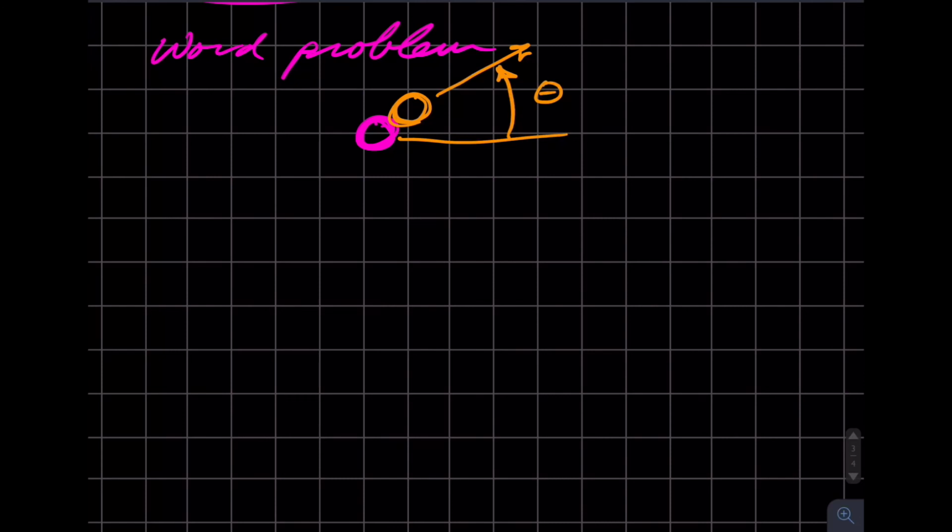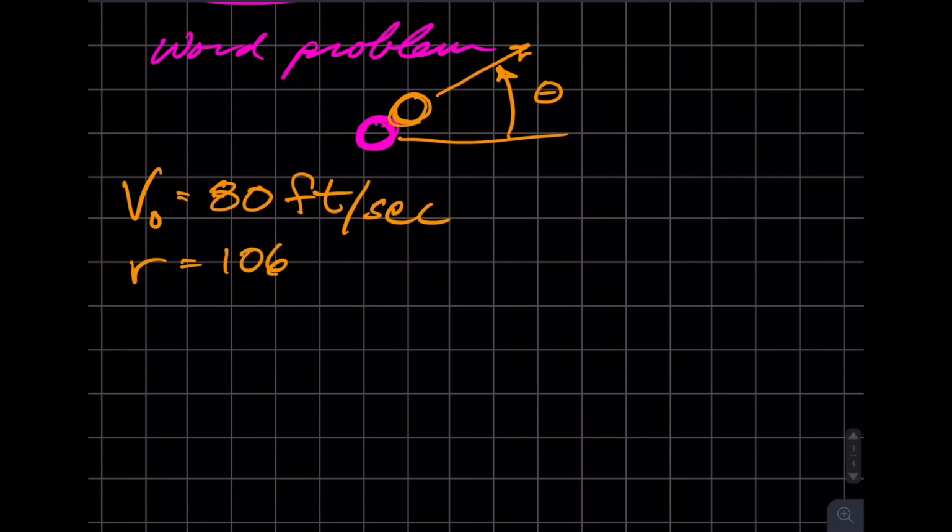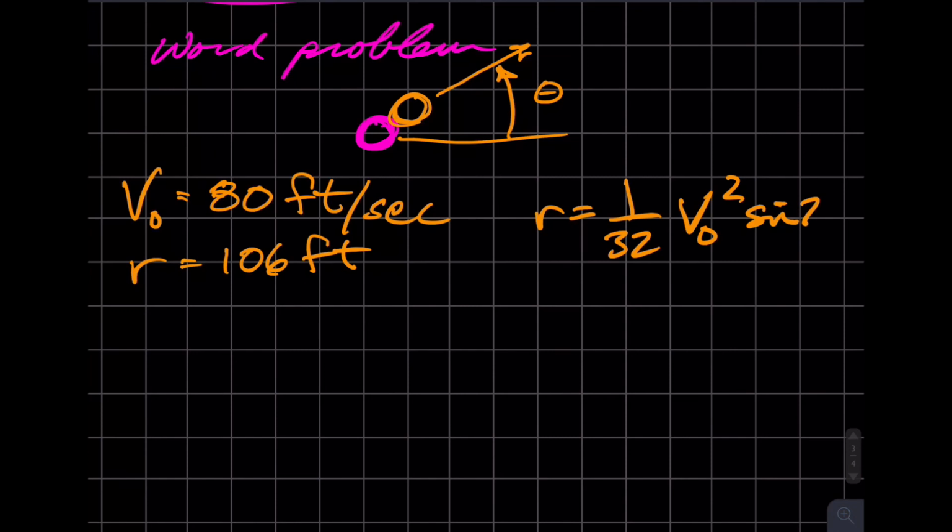And the ball's exit velocity in this particular version of the problem is, I think, 80 feet per second. And that's v sub 0. And then the distance that the ball travels before the outfielder, I assume, catches the ball, maybe it's not the outfield, it's only 106 feet in this particular case. And then they give you this equation: R equals 1 over 32 v sub 0 squared times the sine of 2 theta.